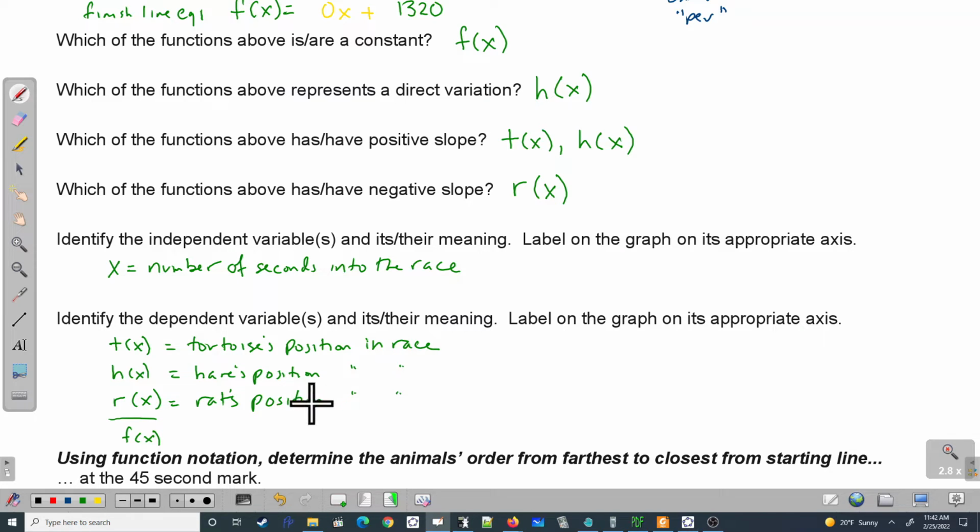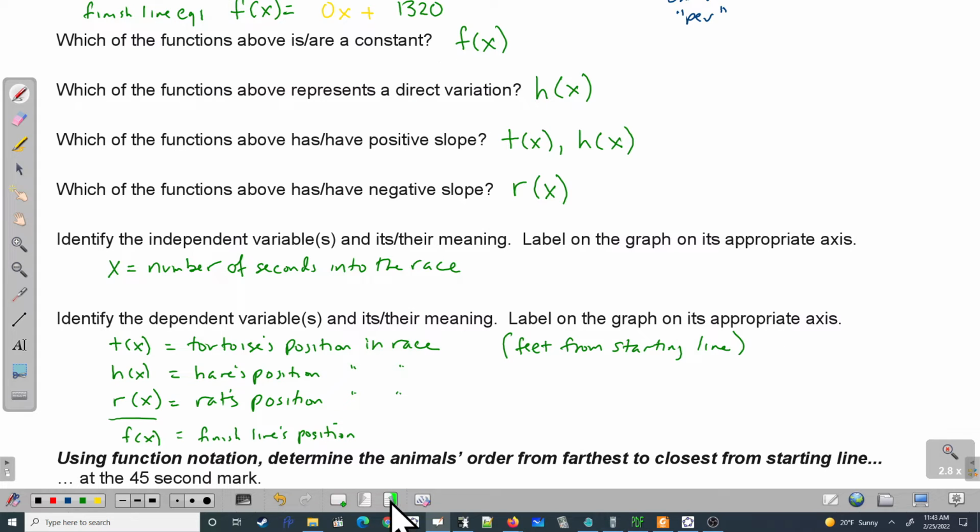If you want to include f of x, which I would understand because we did write it down, technically it's the finishing line's position. But the finishing line's position is a constant, so it really isn't going to be drastically unique. All of these, you should know, are going to be feet specifically from the starting line. We have to understand where we are. And so it's asking us to label this on the graph of its appropriate axis.